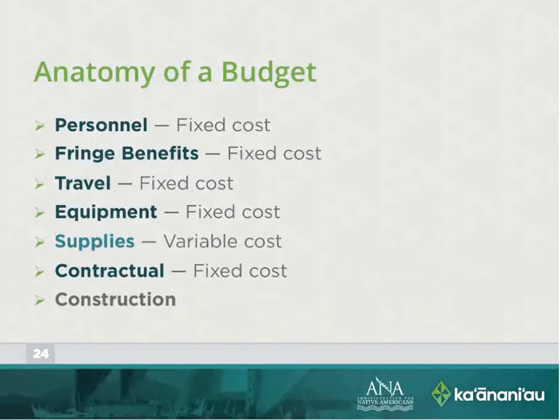Contractual, we're going to call that a fixed cost because usually with a contract there's a scope of work, there's a set dollar amount, and you know what's going to happen with that pretty easily. I mean, there's nothing set in stone. We could discuss the exceptions on these, but I'm talking about general rules of thumb.